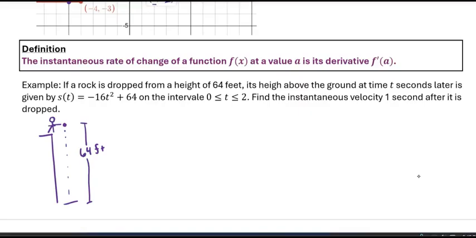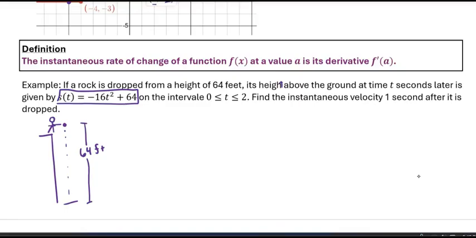Its height above the ground at time t seconds later is given by s of t equals, so there's this equation that gives the distance above the ground. Now that's a basic equation you would have in a physics course. The -16 is due to the gravitational pull, so there's a negative. Well, when you let go of something, it loses elevation, it doesn't gain elevation, so it's negative pulling it earthwards. And the 64 is the starting value.